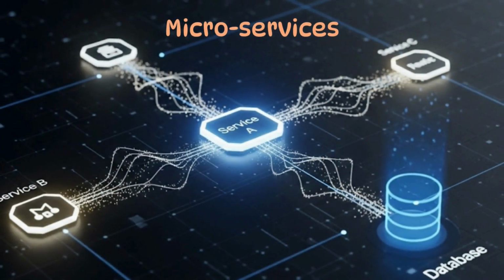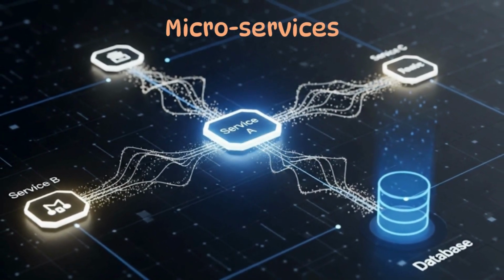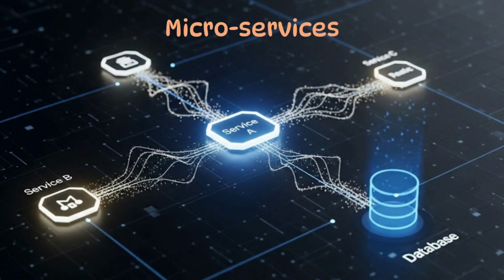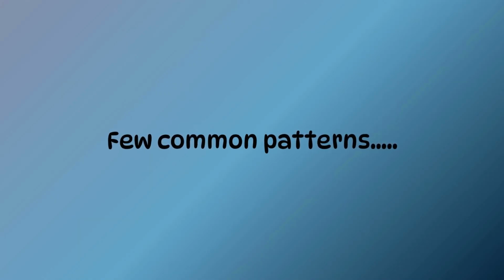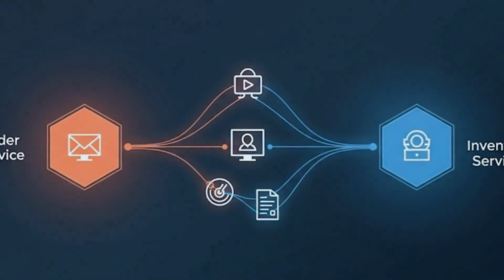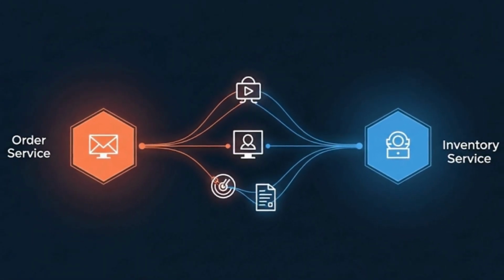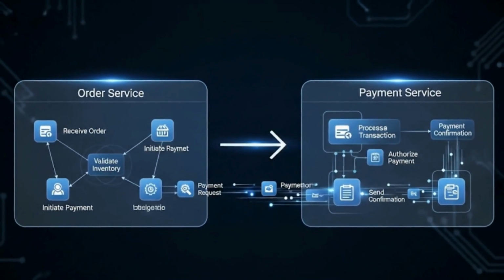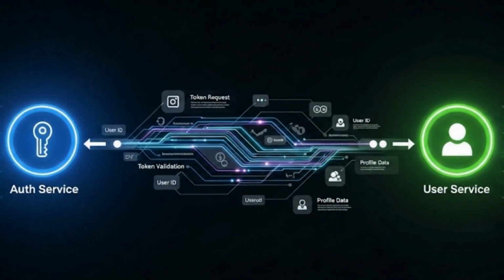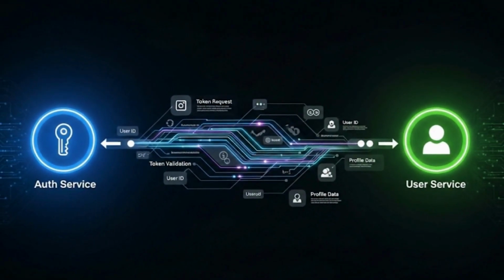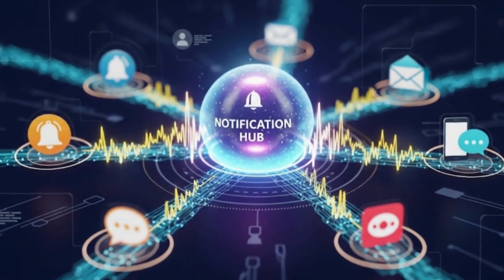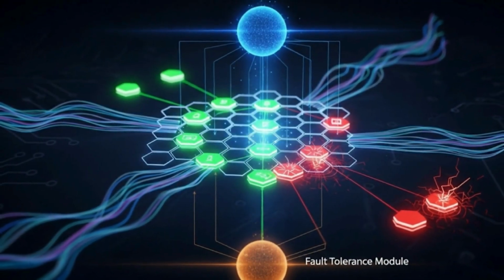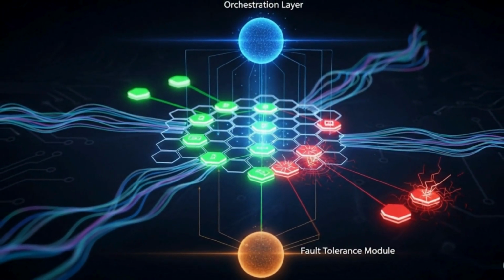In a microservices or modular backend, your logic doesn't just hit the database. It calls other services too. Here are a few common patterns. Order service to inventory service to lock the stock. Order service to payment service to process payment. Auth service to user service to validate permissions. Notification service to email or SMS users. This is where service orchestration and fault tolerance kick in.